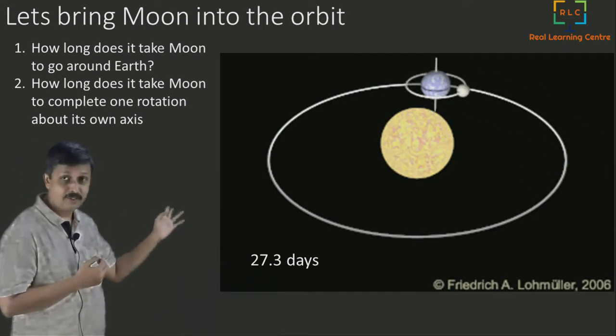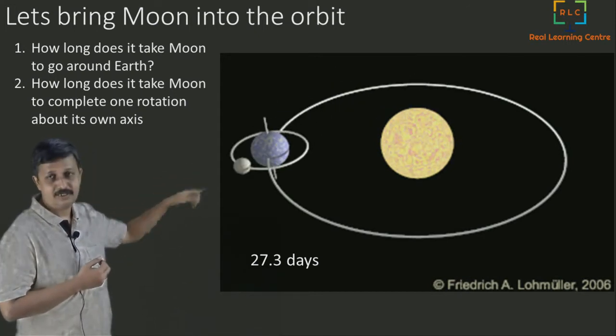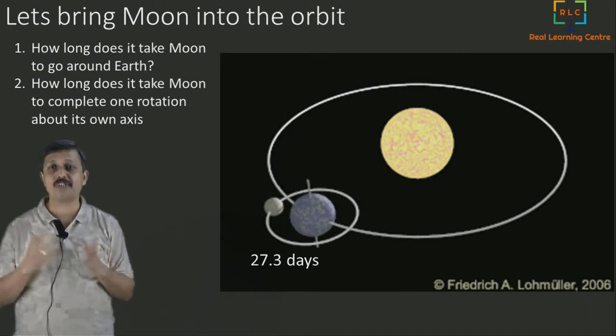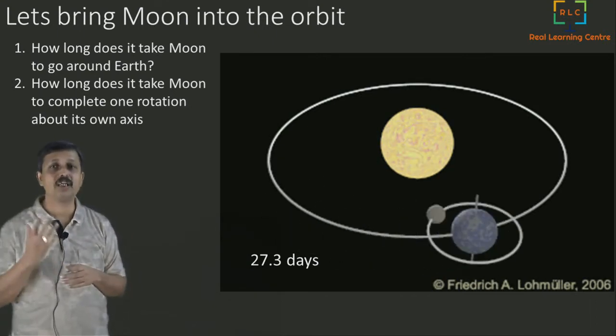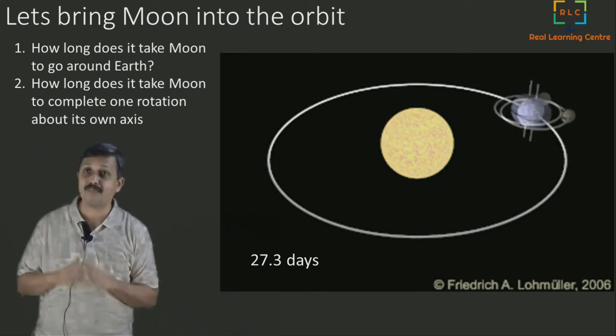What you see in the picture is actually the Sun also and the Moon going around the Earth. So this is the whole complex system that we see: Sun, Moon and Earth. That brings us to the end of the first video.